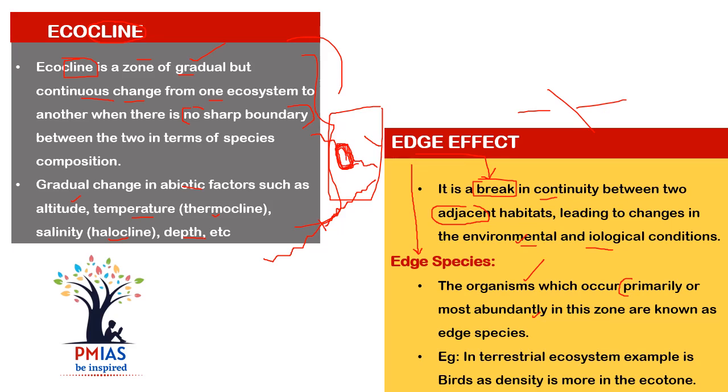Or else இங்க கொடுத்திருக்க எக்ஸாம்பிள் பாருங்க, terrestrial ecosystemல birds and birds based on its density. So இந்த இடத்துல வந்து இந்த ஒரு சின்ன இடத்துக்குள்ள 2 million birds இருக்கு அப்படின்னா it is an edge species. அந்த 2 million birds வெளியே போயிருச்சு அப்படின்னா இந்த இடத்துல இருக்க ecosystem அப்படியே கம்ப்ளீட்டா கொலாப்ஸ் ஆயிடும்.